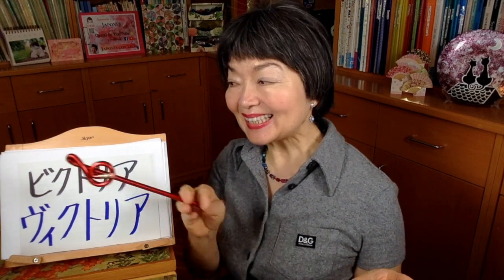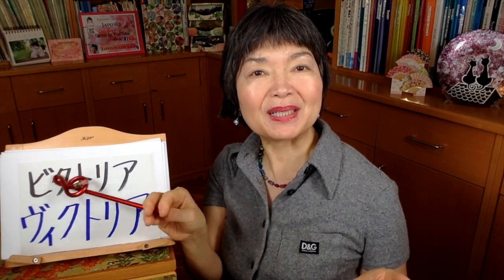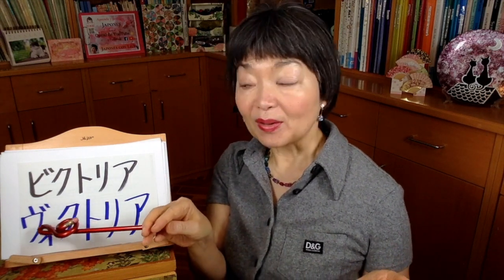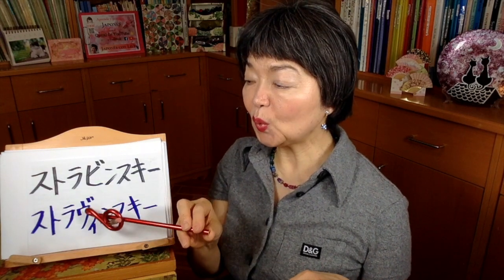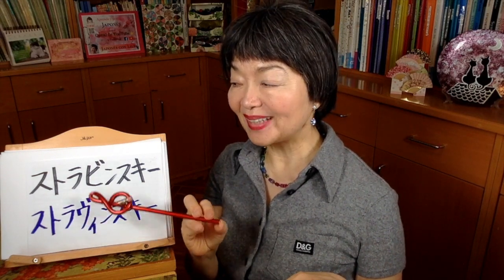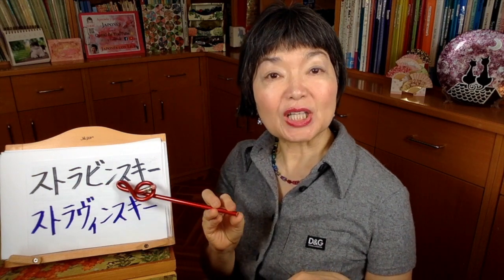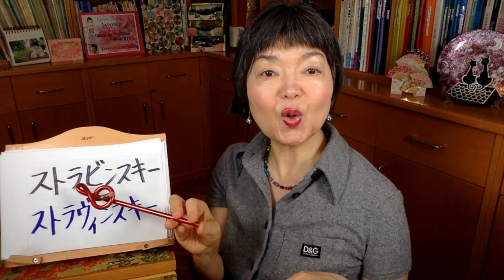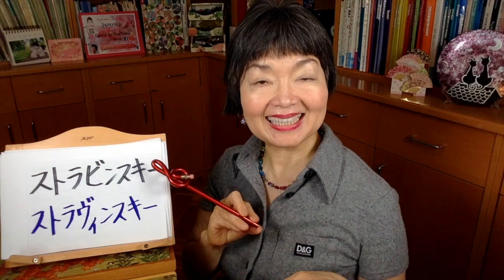But anyway, we say like this: Victoria. Or even if this is written like Victoria. This is a girl's name. Again with U, and E, V sound. But we say like this: Stravinsky. Stravinsky is a very famous Russian musician.